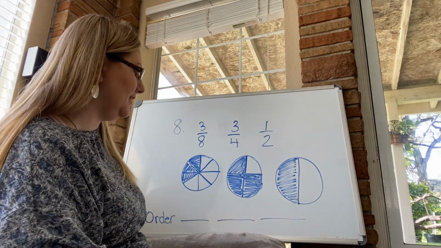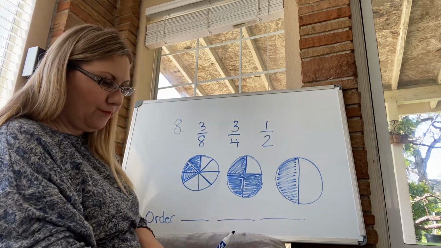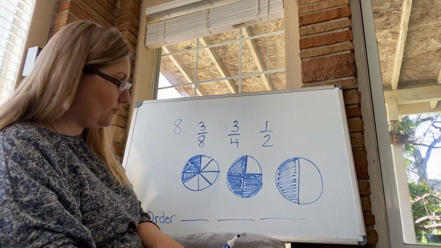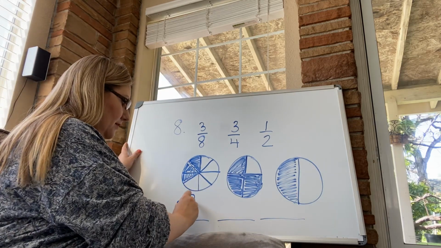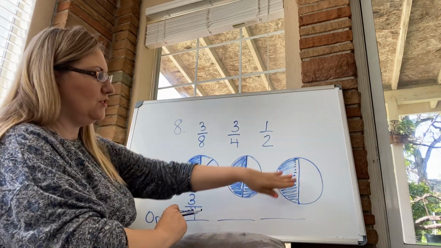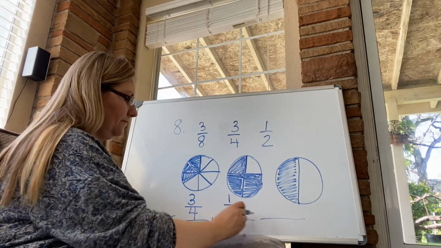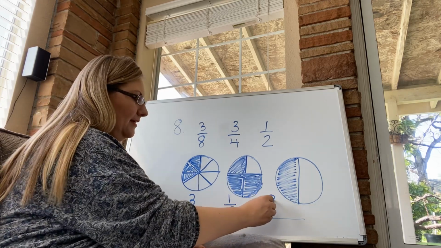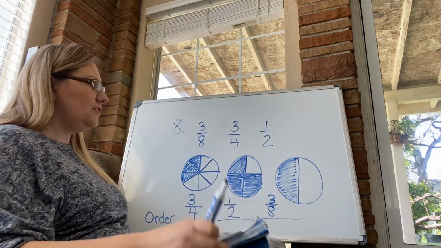Okay, and I can see that we are looking for the fractions going from greatest to least. So which one is the greatest? 3/4. The second greatest, that's the most shaded, is 1/2. And then lastly is the 3 out of 8.